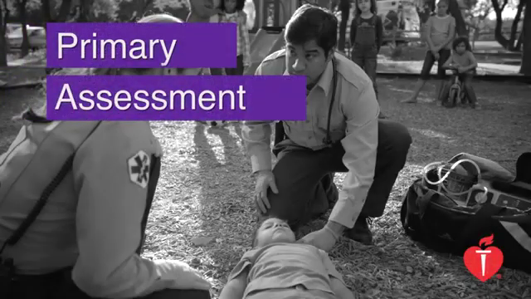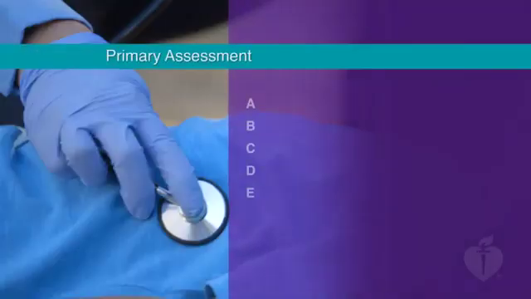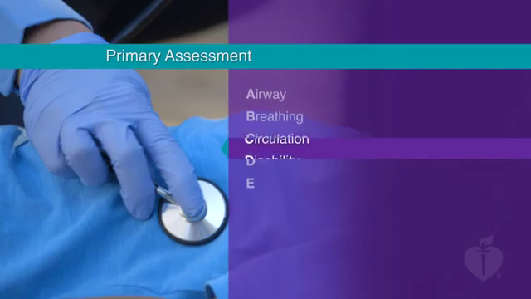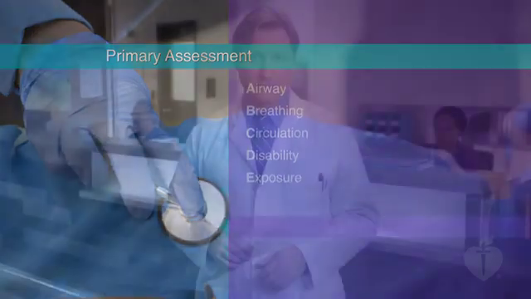Now that we've practiced the initial impression, let's move on to the primary assessment. This is a rapid, hands-on ABCDE assessment. You will assess the child's airway, breathing, circulation, disability, and exposure. We'll start with the airway and breathing sections of the primary assessment.